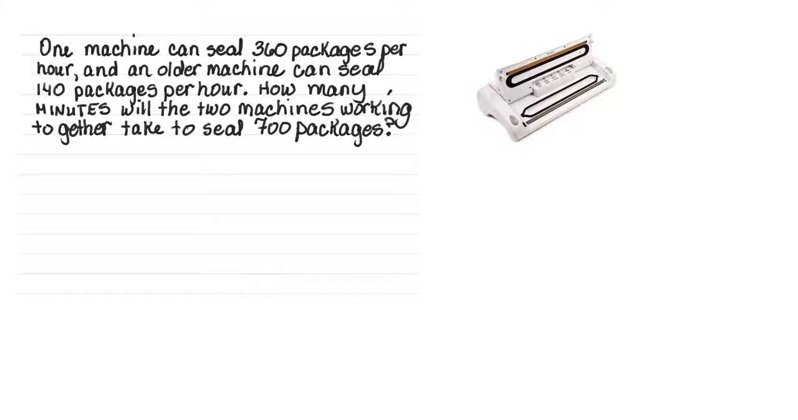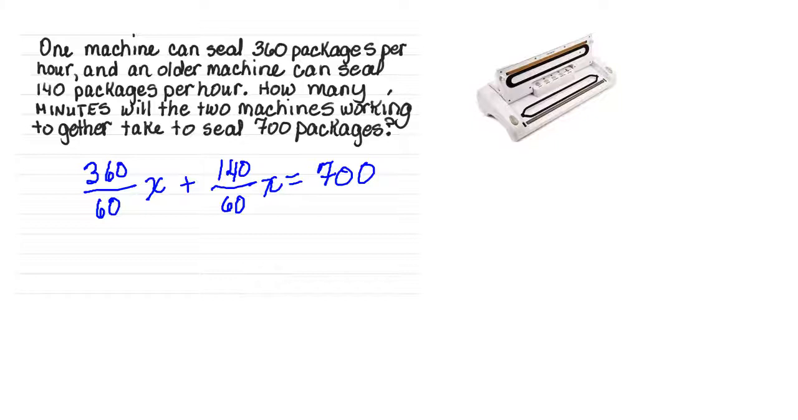Okay, got machines. One machine does so much, another machine does another much. How many minutes will it take these guys working together? Well, we started off with hours, so we're going to have to put everything into minutes. So our first one does 360 out of the 60 minutes, and the other one does 140 out of the 60 minutes. And that's going to equal 700 packages that we want done, our one job done.